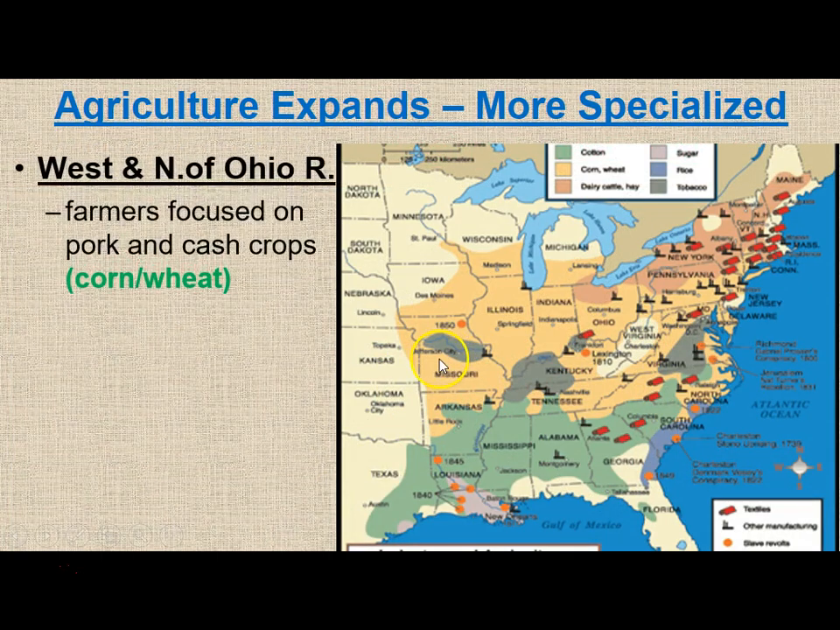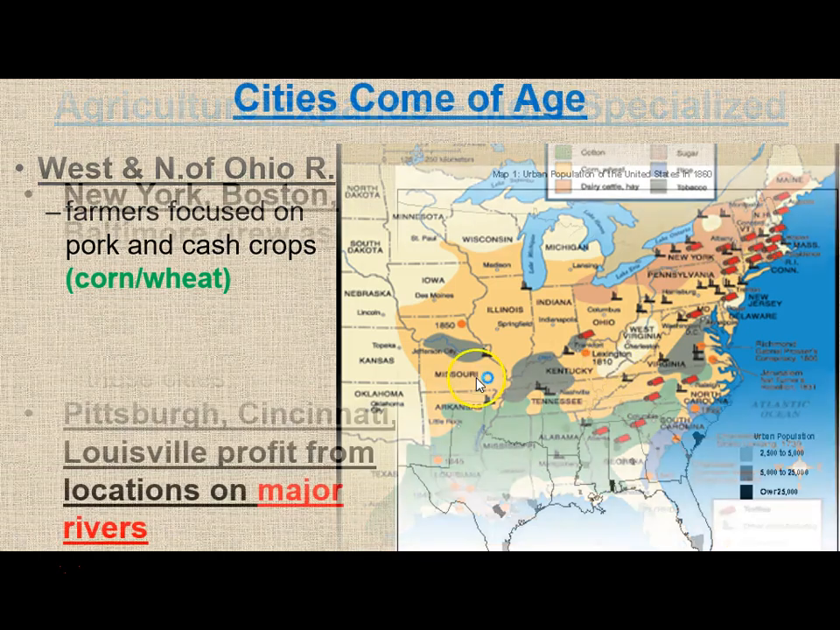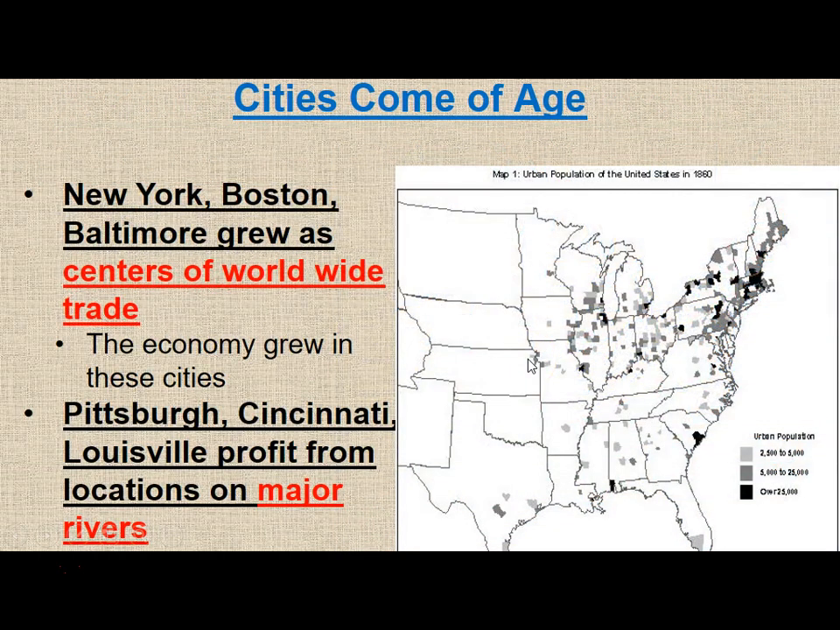In the west and north of the Ohio River, farmers are focusing on wheat, cash crop grains, kind of like in Pennsylvania. Corn and wheat, pork, things like that are being grown out there. Things that are needed in the South, but also needed in the Northeast. Everybody's got a little something that the other has. And so we're all complicit and we're all supportive of what the other has because everybody's benefiting from it.